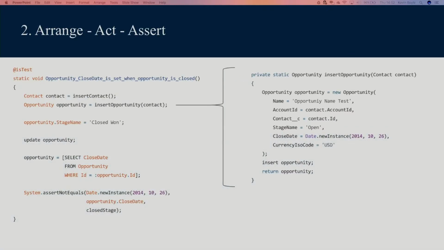Arrange, act, assert. So this is standard across the industry as well, across many platforms. But it's just good practice to get into. If you don't do this, just put the comments in. This is the arrange section. That's where you set up everything the test is going to need. You create any records that you're going to verify. Act is where you actually then do the action. You insert that record, or you exercise a trigger, do whatever has to be done.